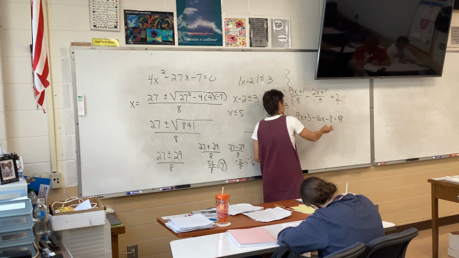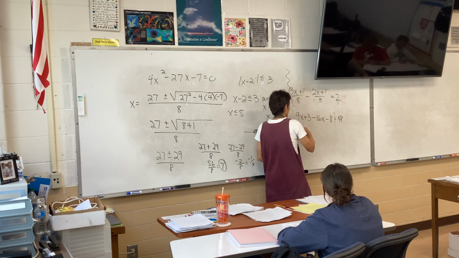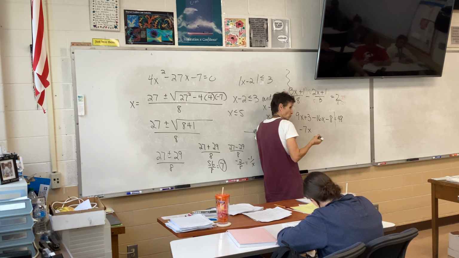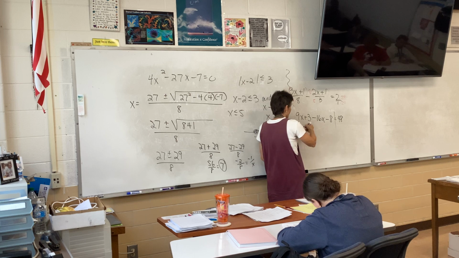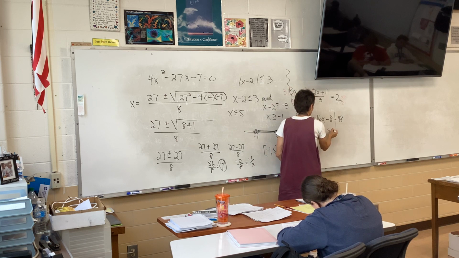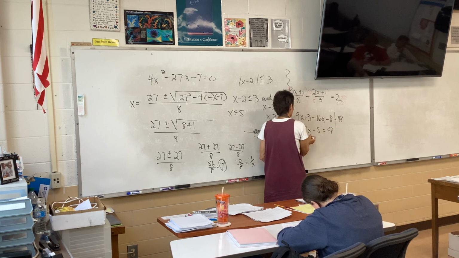Okay, now, remember, these are all on the same side, so we're just gonna add them up. 9 minus 16 is -7. If you need your calculator, you're going to have it. 3 minus 8 is -5. I'm gonna add 5.